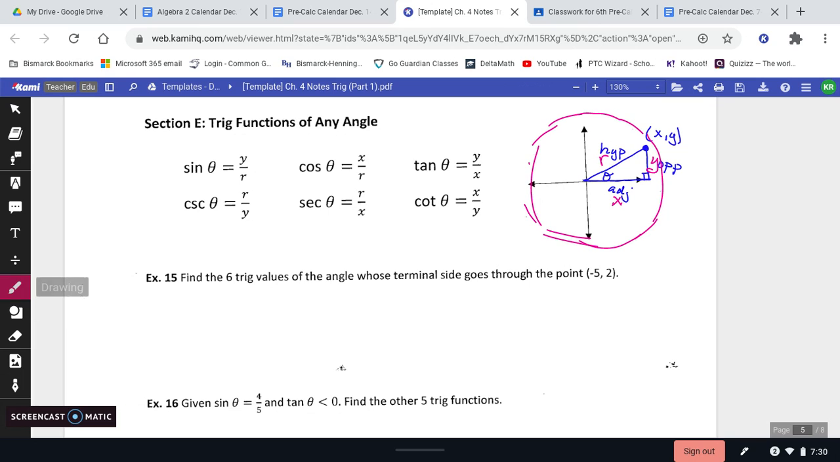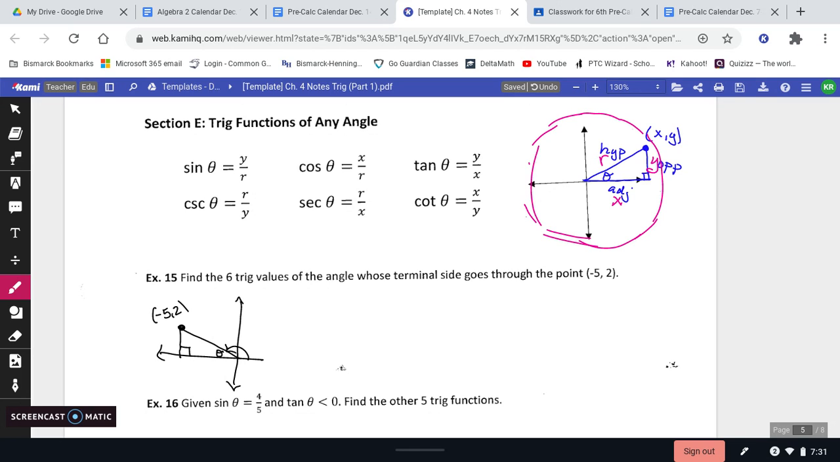Find the 6 trig values for the angle whose terminal side goes through the point -5, 2. If we do a quick sketch, we'll say this is the point -5, 2. Here's your right angle. This is theta. We're going to use the reference angle, this reference triangle, for our 6 trig functions.